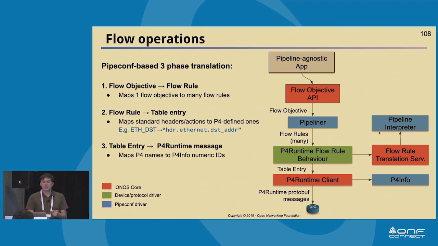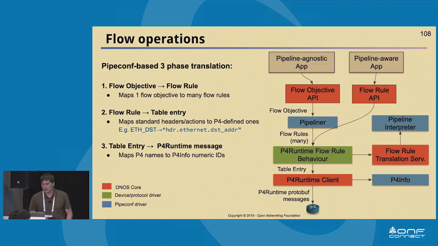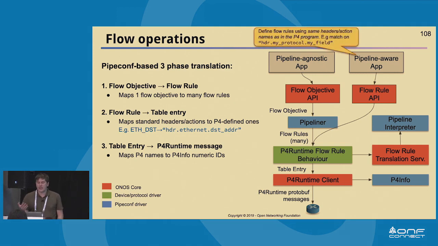After we have the table entry, the table entries are translated to P4Runtime protobuf messages by the P4Runtime client. This is where we map, for example, P4 names to their numeric identifiers as found in the P4Info message. In the case of pipeline-aware applications using the flow API, what we're skipping is the first translation from flow objective to flow rules, but then the steps are the same. And again, in this case, you can use the same names for match fields and actions as found in the P4 program.